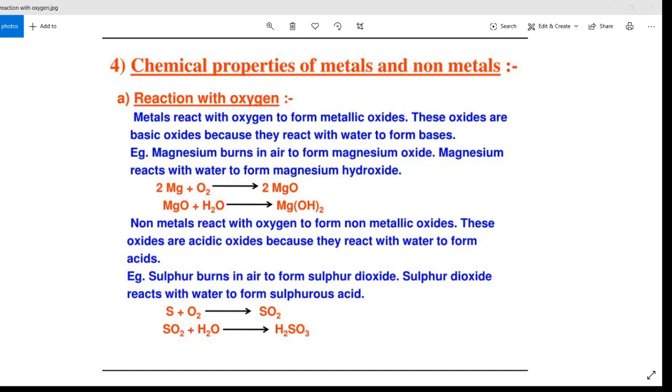Good morning, students. Today I am going to describe the chemical properties of metals and non-metals. First, the reaction with oxygen. Both metals and non-metals react with oxygen to make the oxide.